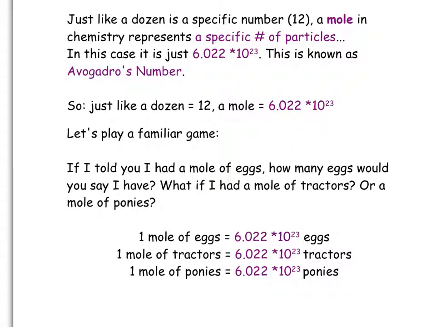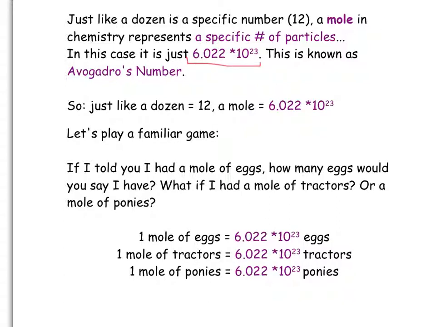So, just like when I talk about a dozen being 12, a mole in chemistry represents a specific number of particles. That is, a mole in chemistry is just equal to a much larger number of 6.022 times 10 to the 23rd. This is also known as Avogadro's number.